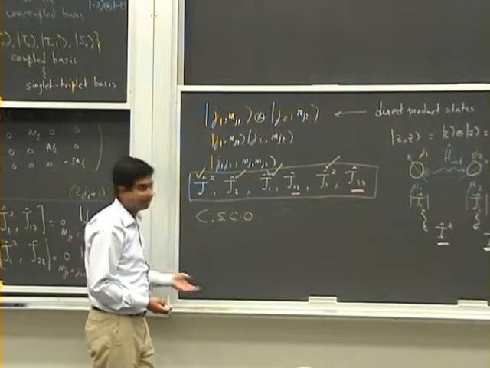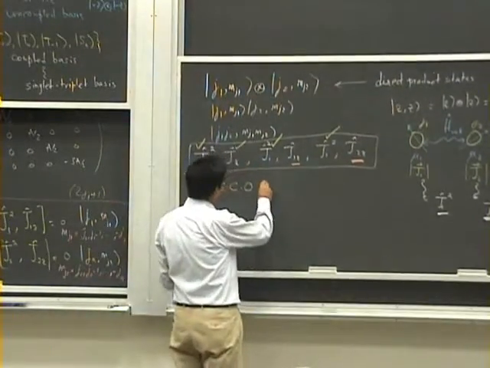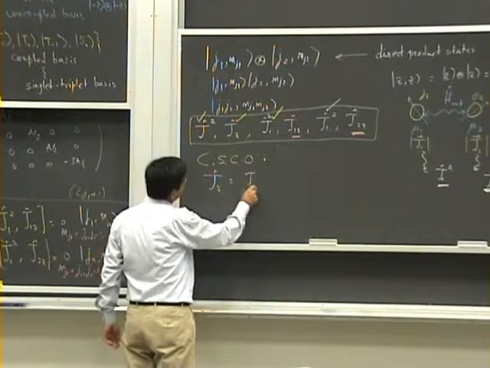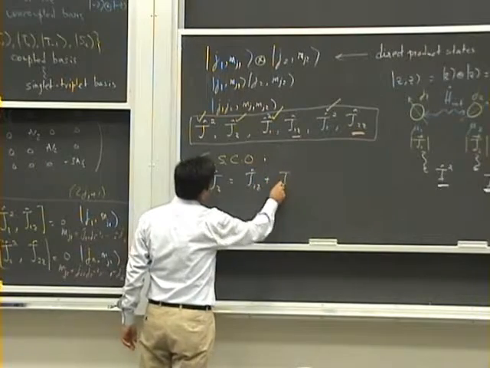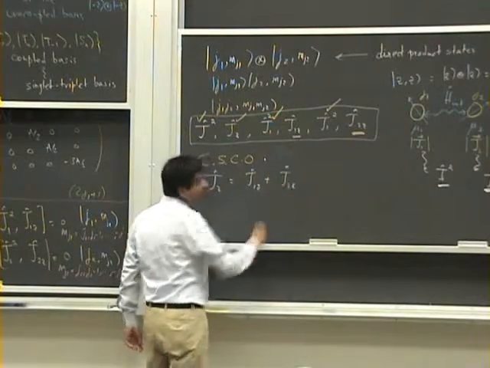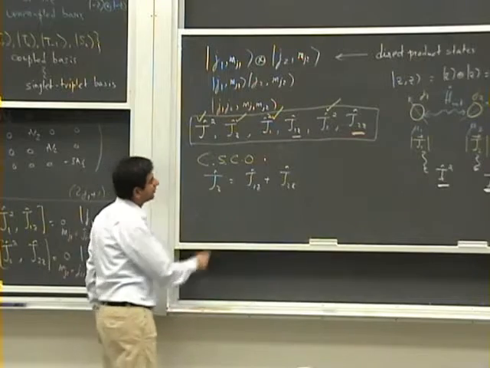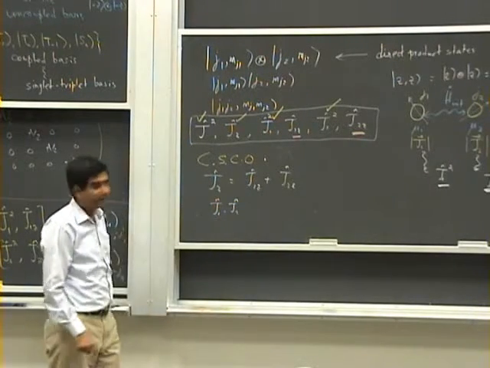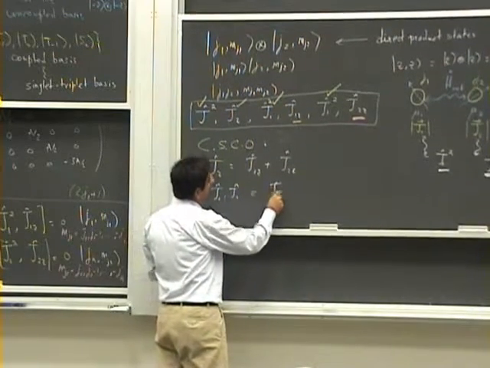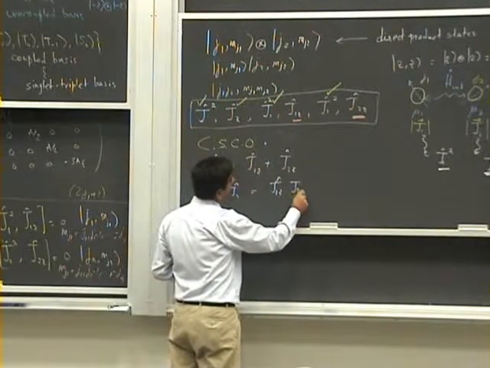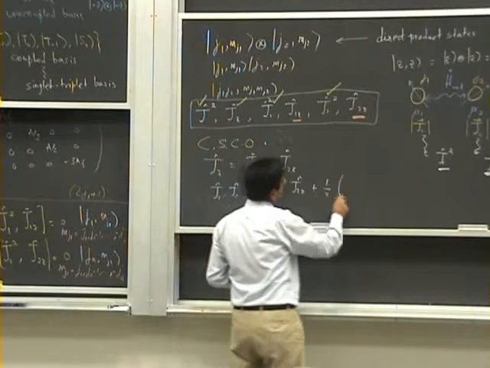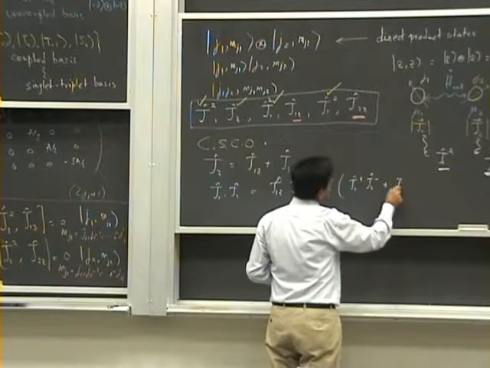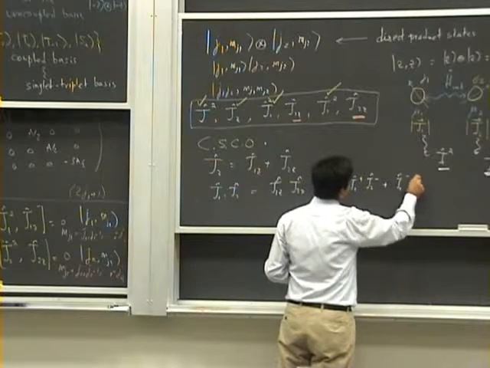You can prove this, probably in a homework. Jz is J1z plus J2z. Now I have to see whether it commutes with J1 dotted with J2. J1 dotted with J2 is J1z J2z plus half (J1 plus J2 minus plus J1 minus J2 plus).